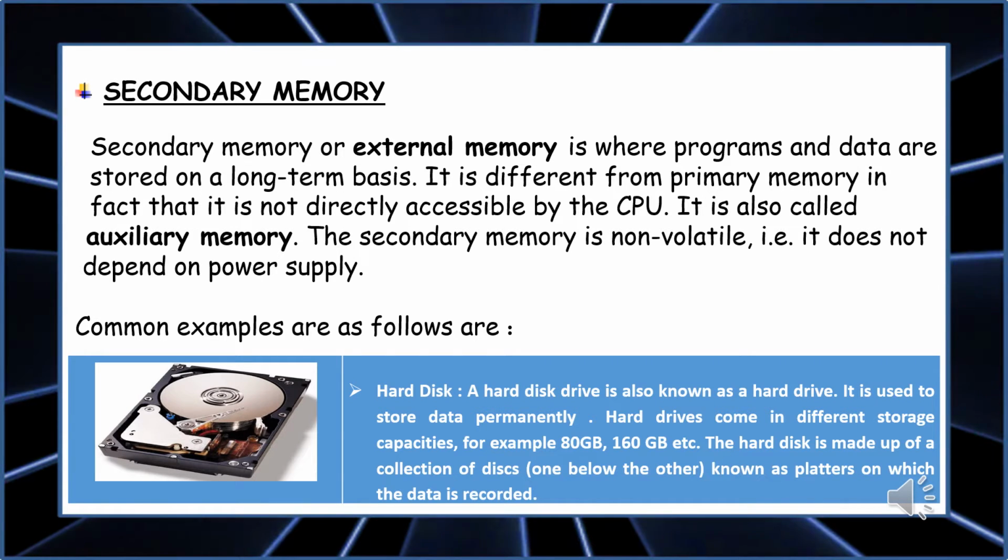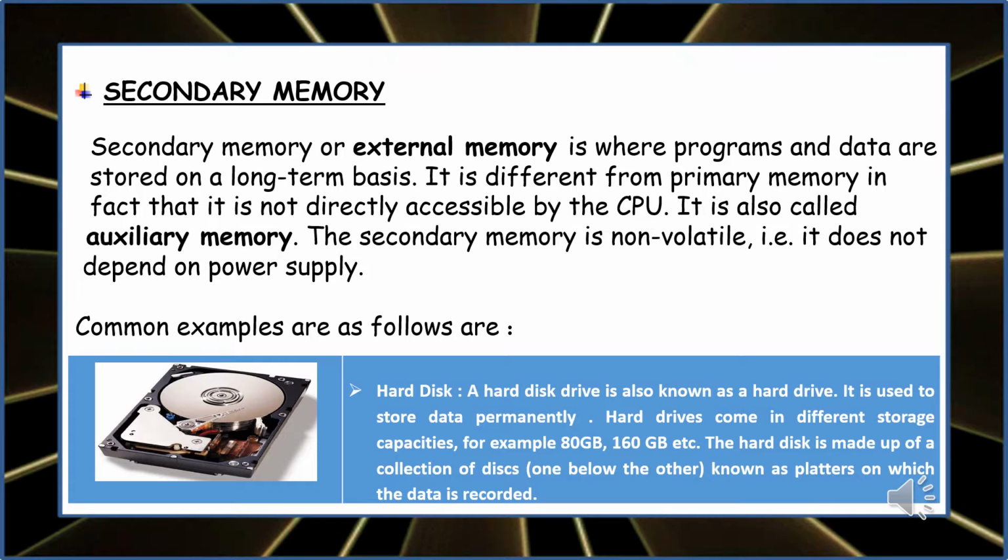Now let me take up secondary memory. Secondary memory or external memory is where the programs and data are stored on a long-term basis. It is different from primary memory in the fact that it is not directly accessible by the CPU. It is also called auxiliary memory. The secondary memory is non-volatile, that is, it does not depend on power supply.